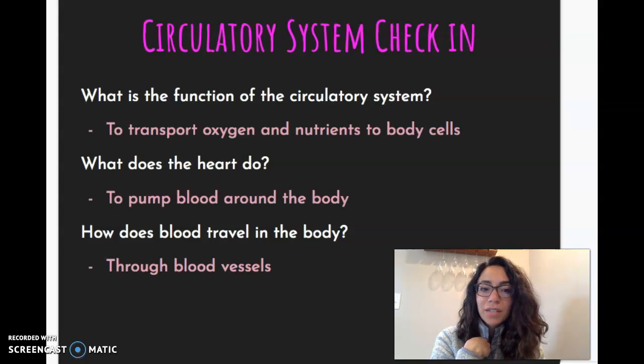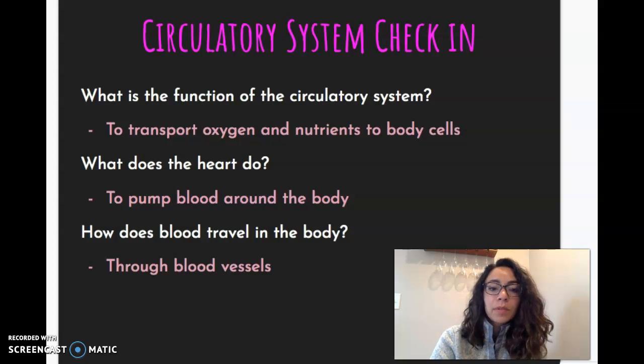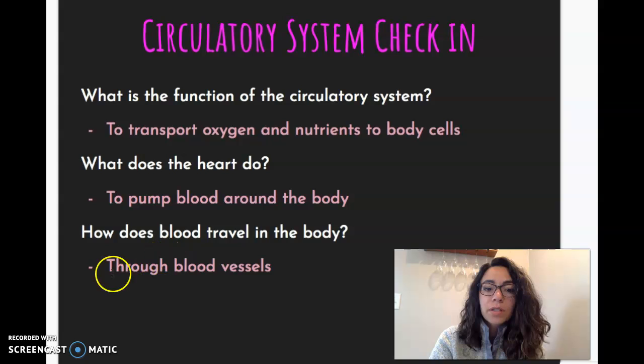Okay, now check your answers. The function of the circulatory system is to transport oxygen and nutrients to the body cells. The heart pumps blood around the body, and blood travels through blood vessels through the body.